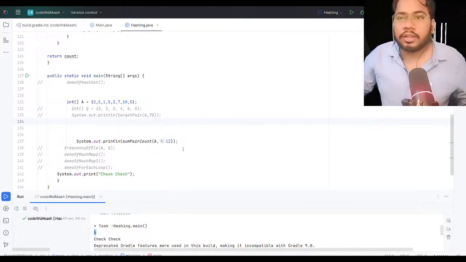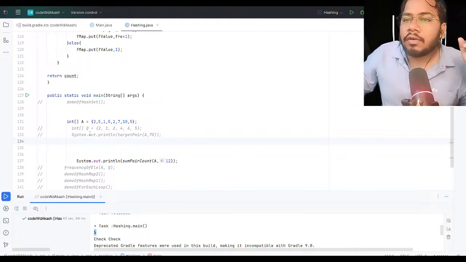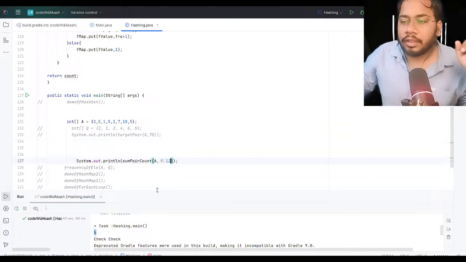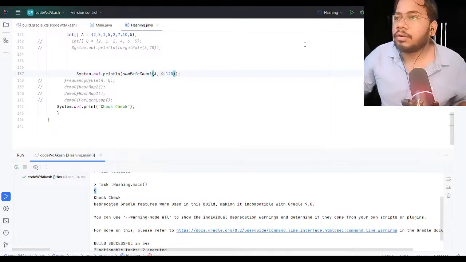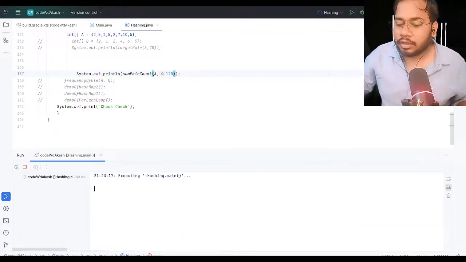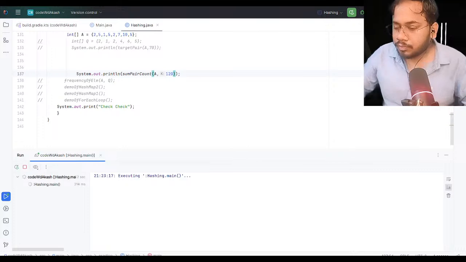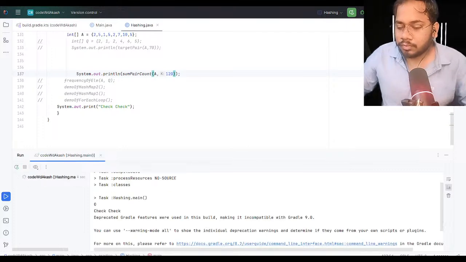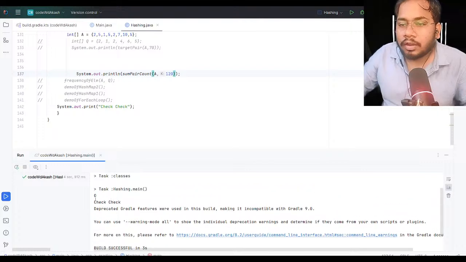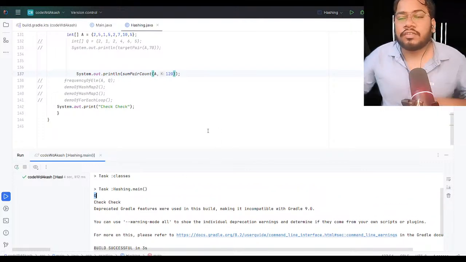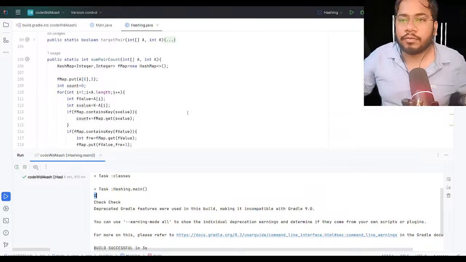Let's check for other values as well. For here, let's check for some 120. That will never come, right? So for 120, let's check the count. Yeah, it is coming as 0. So this is what we were discussing.